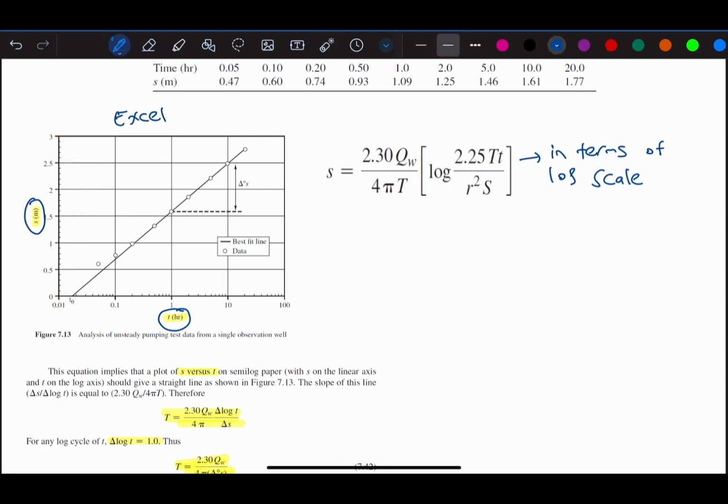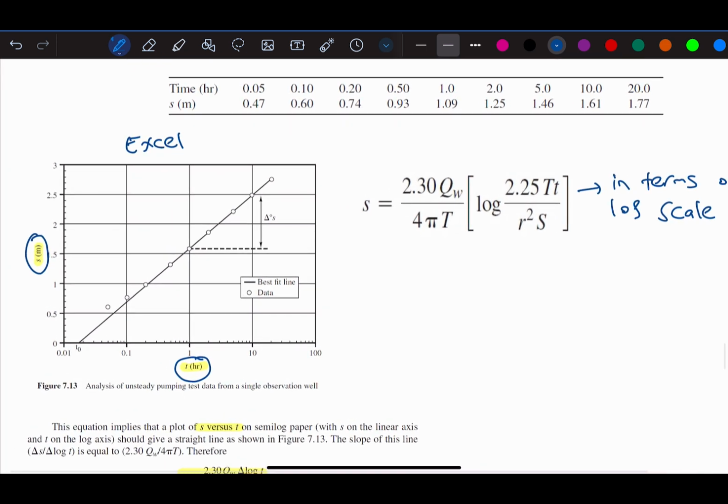So when you create this table, when you create this graph, you will see something like, for example, we have 1 hour, and for 1 hour we will get this point, and for 2 we will get something around here, and for 5 it should be something here, and finally we will have 1.61, which will be here.